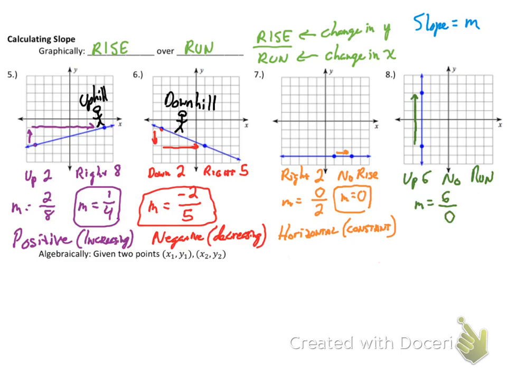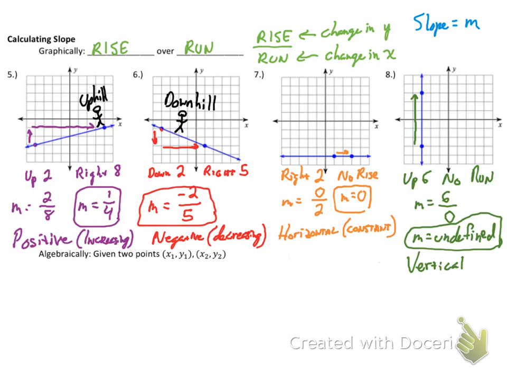So if you check with your calculator, you can't divide by 0. So m equals 6 divided by 0. That's going to give you an undefined slope. Okay, and if your slope is undefined, that's going to look like a vertical line.